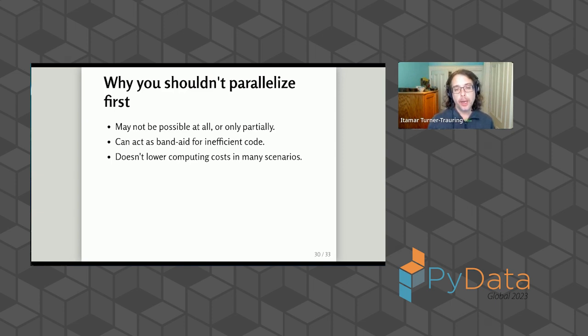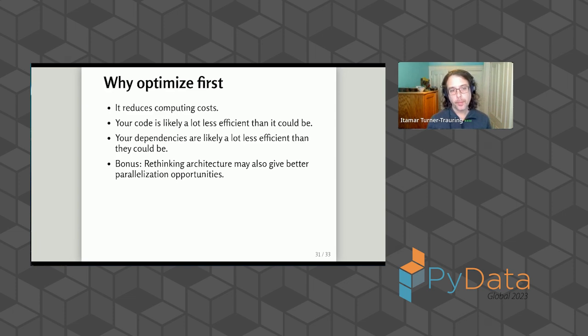You should check. And if you're trying to lower costs, if you want to spend less money on computation, parallelism does not help. On the other hand, if you optimize your code first, it will reduce your computing costs. It is possible. Your code is quite often less efficient than it could be. The dependencies you rely on, the libraries you're using, are often less efficient than they could be. You can submit patches to open source projects to speed them up.